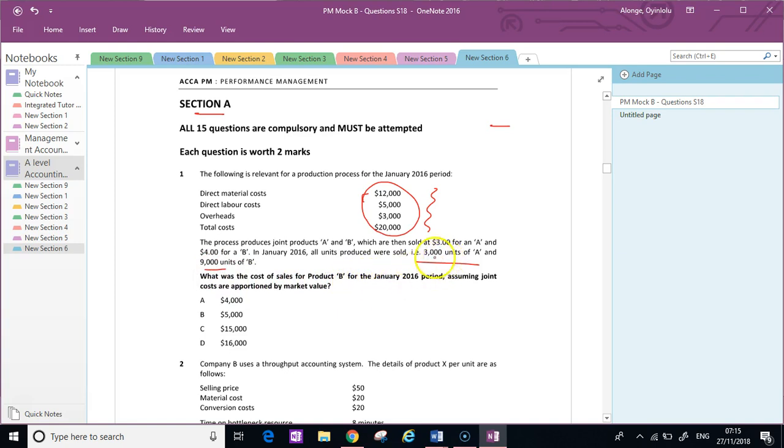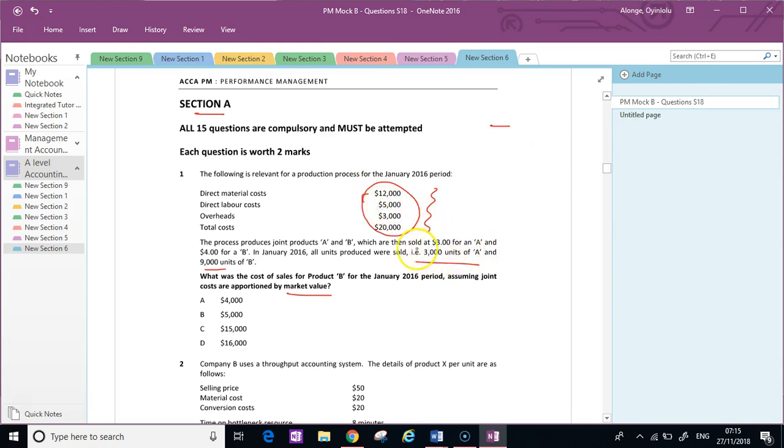So the argument here is that we know what we're able to sell these things for. We're selling it for £3 for A and £4 for B. But the question is, how do we apportion the costs? It is quite reasonable to say we could apportion it based on units, but they tell us that we want you to apportion it based on market value. So the first question we should ask ourselves is, what is the market value?